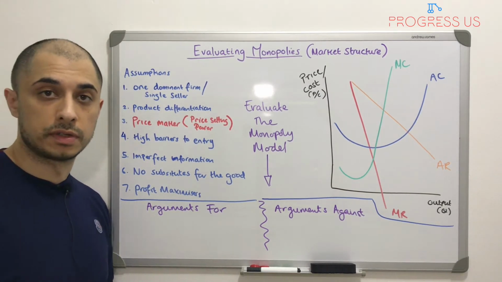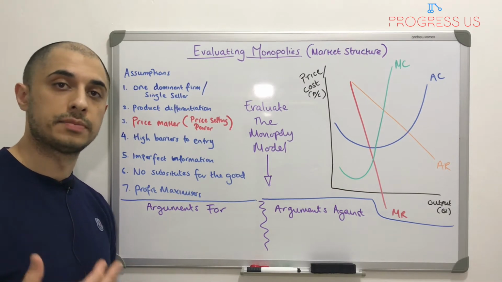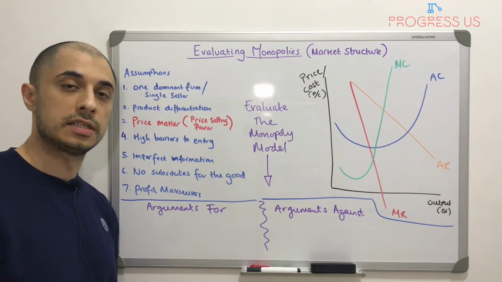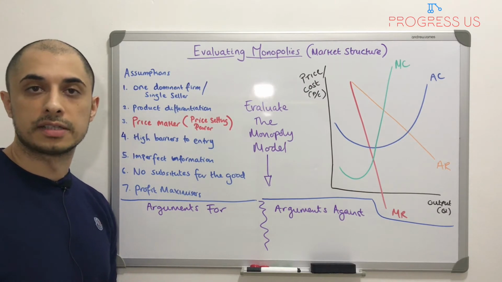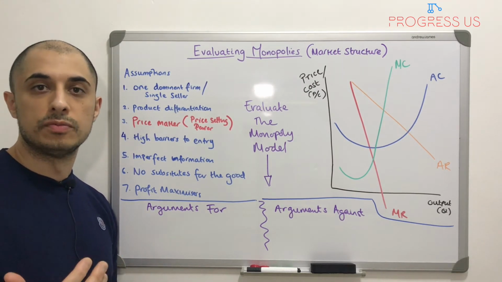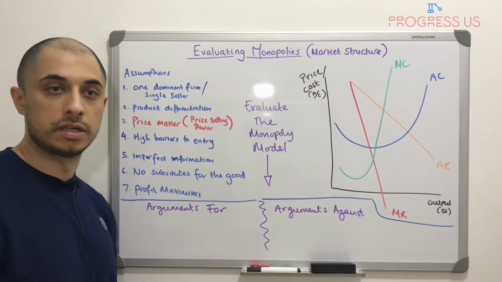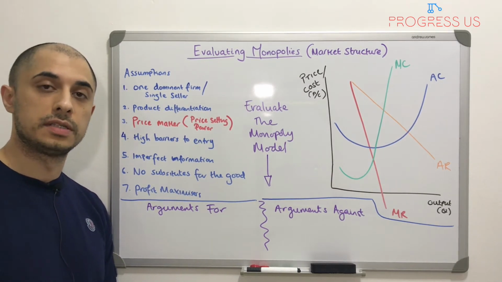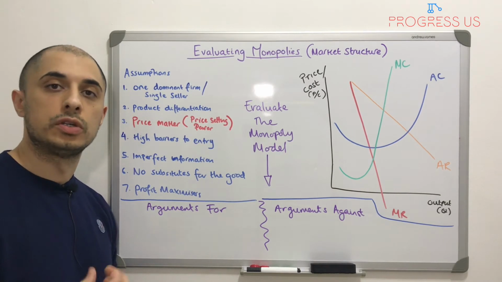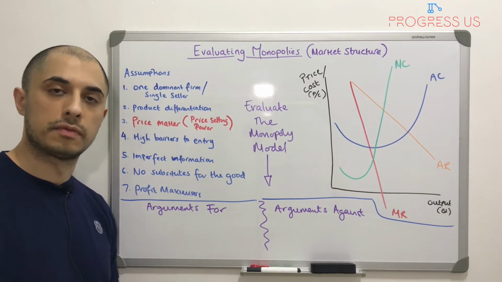There's no substitutes for the good. So you cannot find substitutes in alternative places of the good the monopoly is selling, and that's why, again, they have price setting power, is because consumers can't find substitutes or alternatives. And finally, same with perfect competition, the firms in monopolies are profit maximizers. They look to accumulate and make as much abnormal profit as possible.